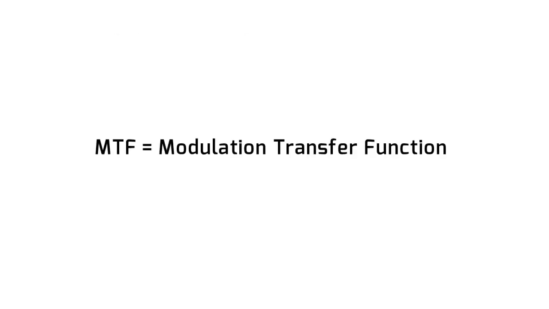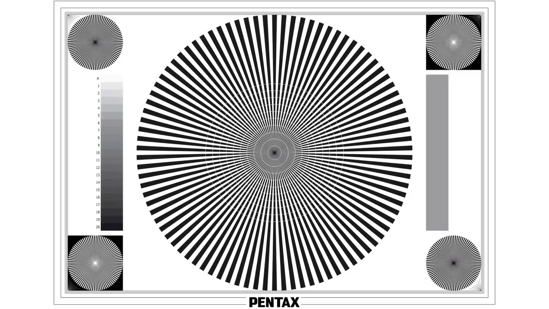MTF stands for Modulation Transfer Function. The MTF of a lens gives a good indication of the spatial frequency that it can resolve. It's tested by using black and white burst charts to see at which points the combined efforts of the lens and camera are unable to distinguish the white from the black and instead just create a grey mush.